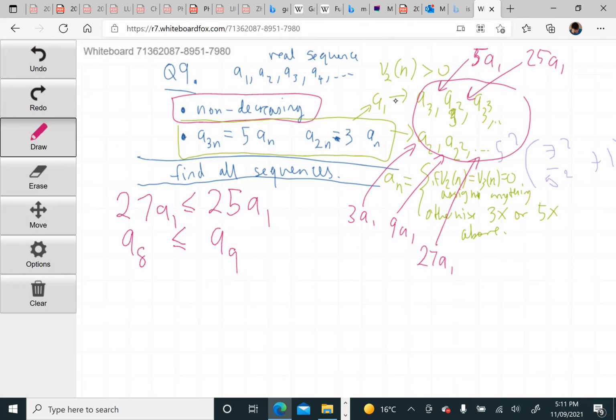So if 27 A1 is less than or equal to 5 A1, then A1 needs to be negative, yeah? Okay, I think a lot of people would have missed that it could be 0. Maybe I'll put a poll. Did people miss that it could be 0? Did you get that the 0 sequence was a solution or not? Yes, if you did. No, if you missed the 0 sequence.